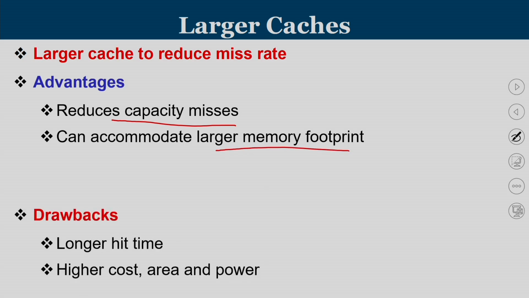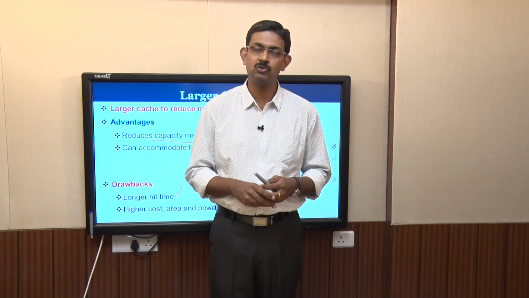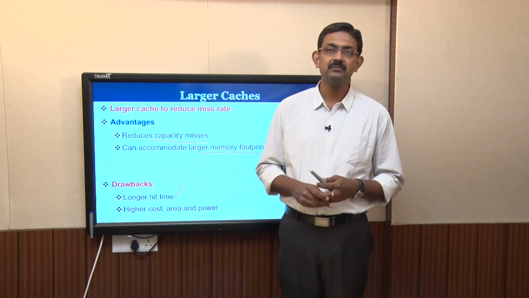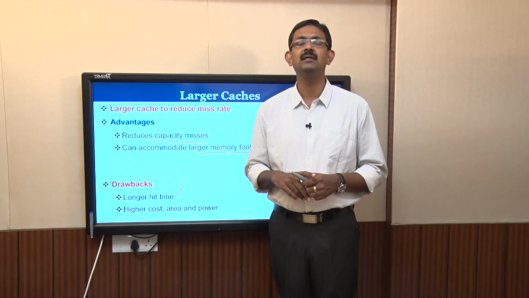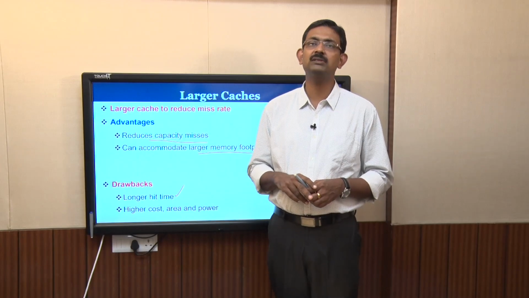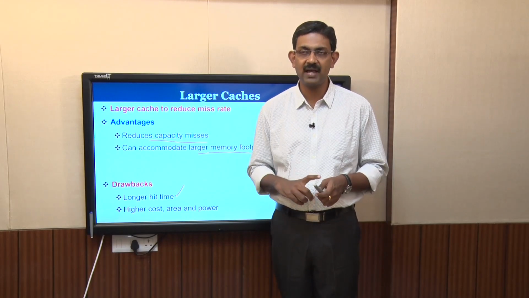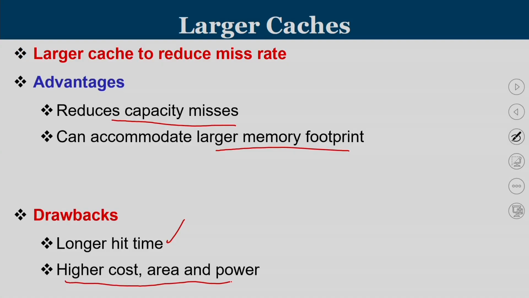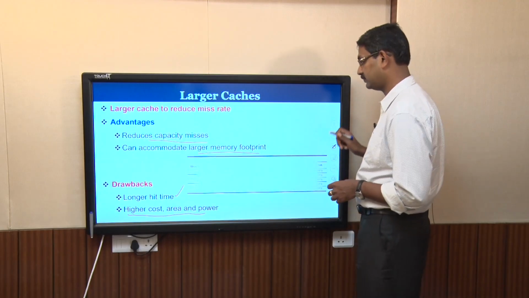But let us see what the drawbacks are. One is longer hit time. When you have larger caches, the number of blocks in the cache will be high. So, once you get the address, to find out the corresponding index, you have to go through a decoder, and that is the time that is known as indexing time. So, when you have larger caches, it means you have a larger number of blocks, and it takes more time to index into the cache. And surely when you go for a larger cache, it can cost you more area and power.